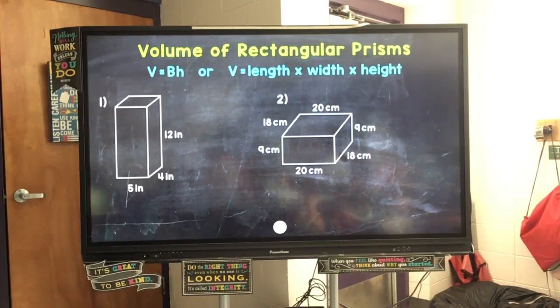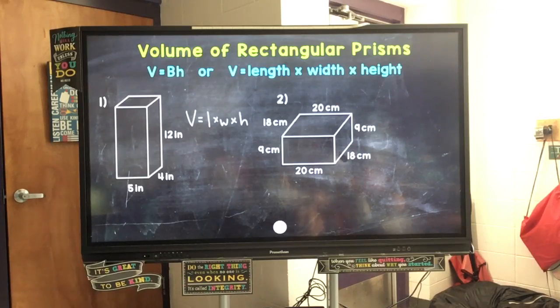Let's jump into our examples here, starting with number 1, where we have a rectangular prism with a base with dimensions of 5 inches and 4 inches, and then a height of 12 inches. We'll start by writing out our formula. So volume equals length times width times height. Our next step, we need to plug in our length, width, and height.